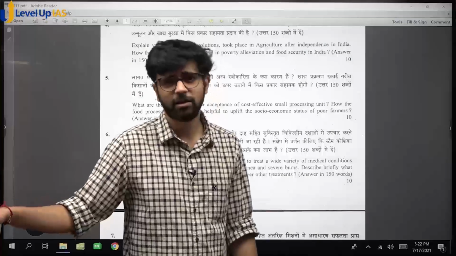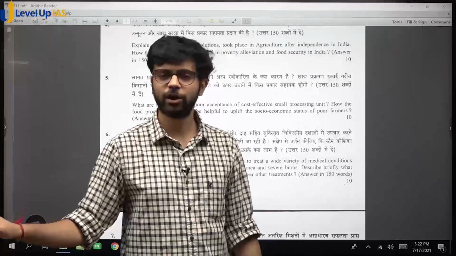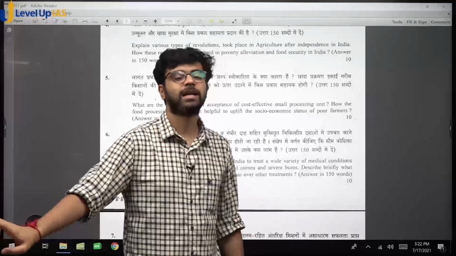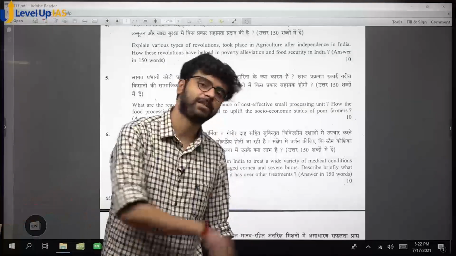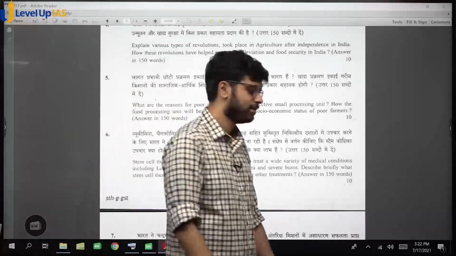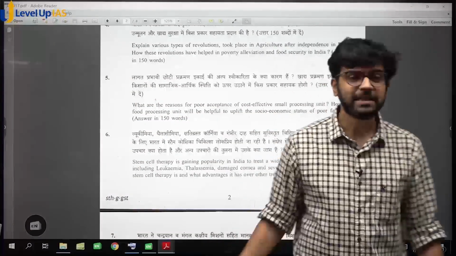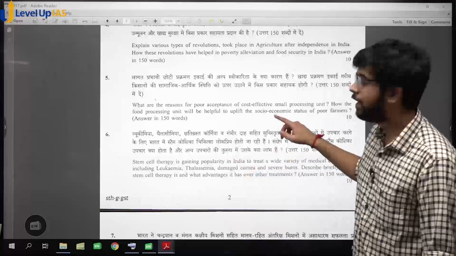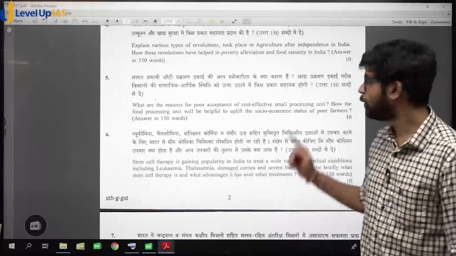Exploitation can be one. Anything you can think of. This is the beauty of agriculture. Anything you can think of fits here. The only thing is it should not be too vague or too irrelevant. Okay? So now UPSC has told us that food processing units can be divided into small and big.